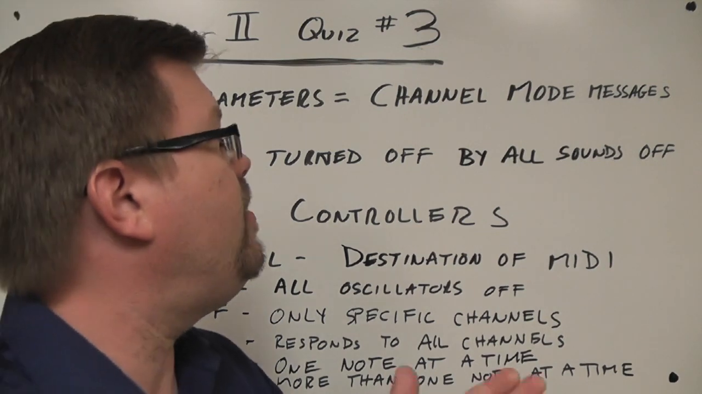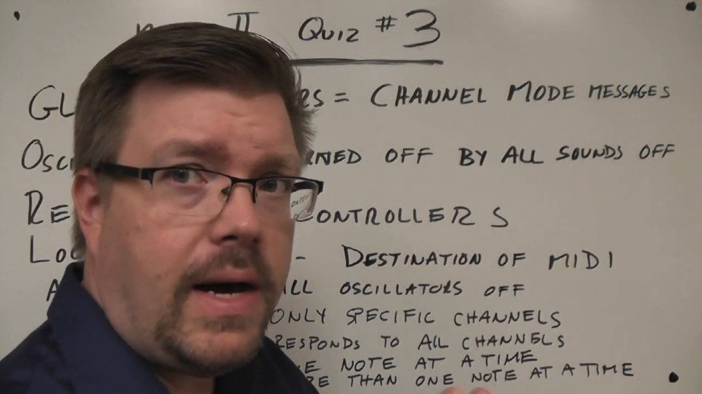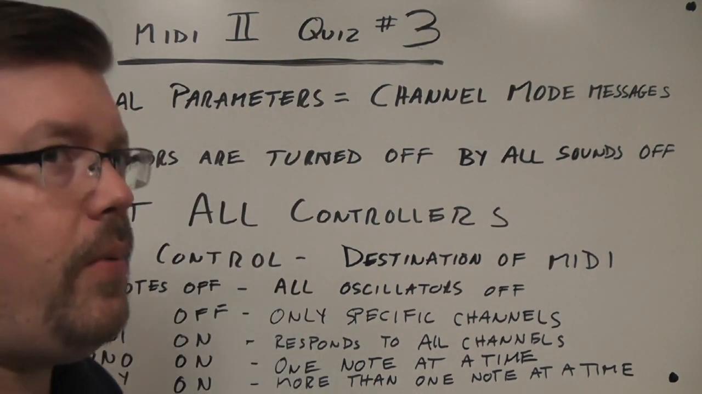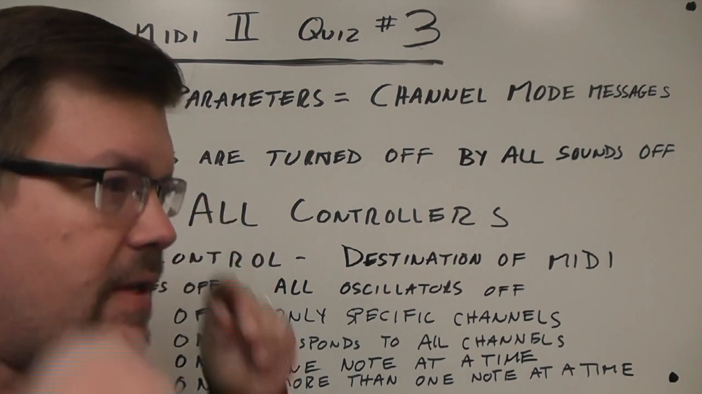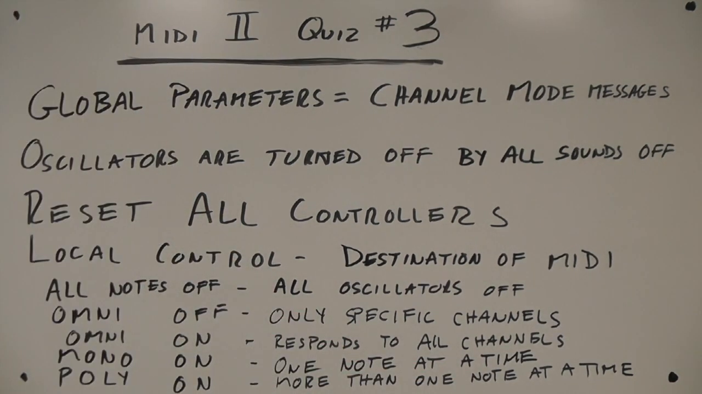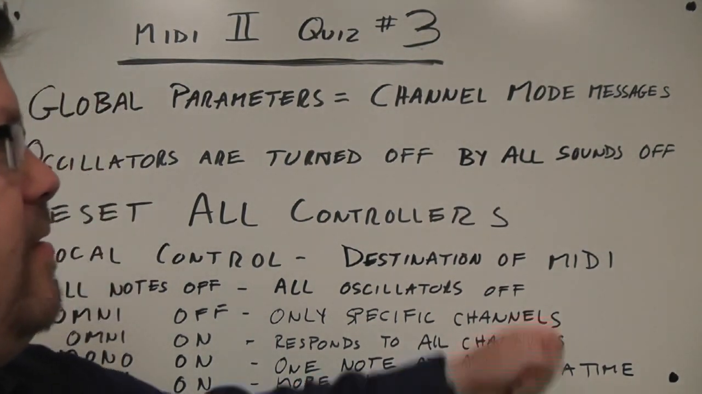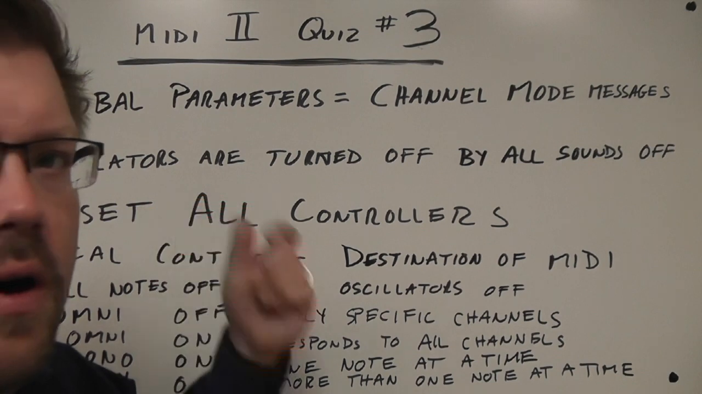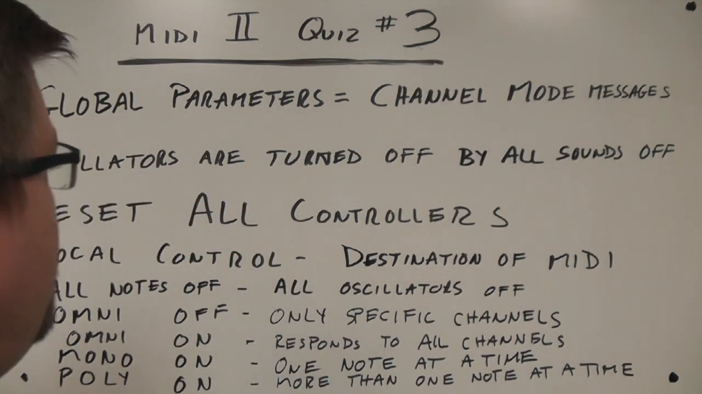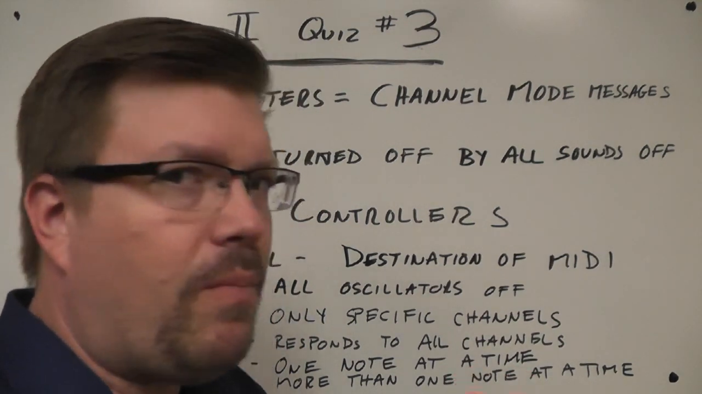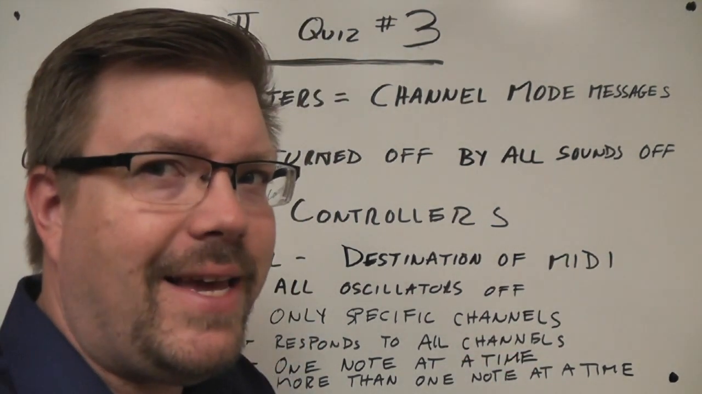And we're going to talk about channel mode messages this time. The first thing to know about channel mode messages is that they are global parameters. So if it's more than one of the channels at a time, that's the name of these types of messages. A good one to know is all sounds off, where it will turn off all of the oscillators that are making any noises at the time. Panic button is another way of saying this.